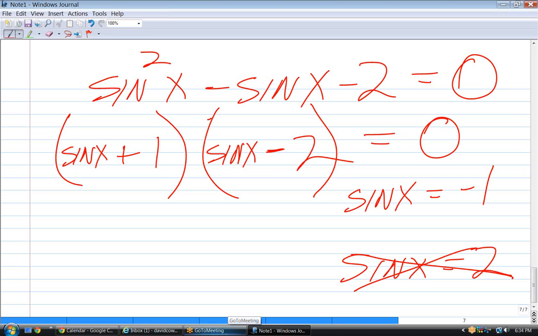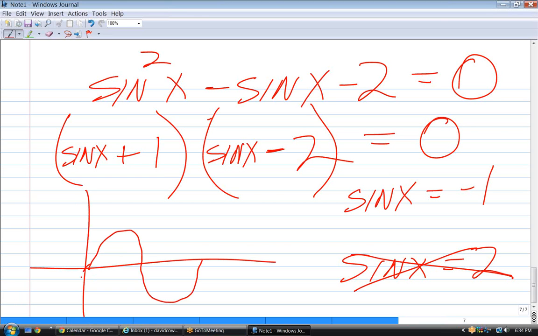What's your domain on this? Is it 0 to 2 pi? Okay. So we need everywhere in the unit circle where the sine is equal to negative 1. Where is that? 2 pi. Pi. And it's right here. Not pi. Pi is equal to 0. 3 pi over 2. And that's the only place in that domain where the sine is equal to negative 1. So that's your only answer.